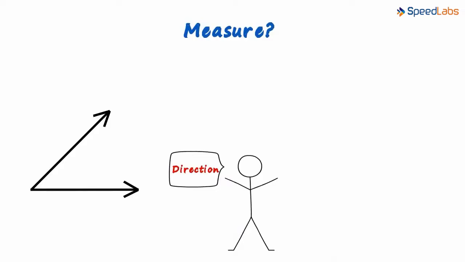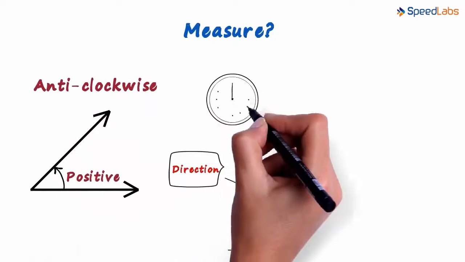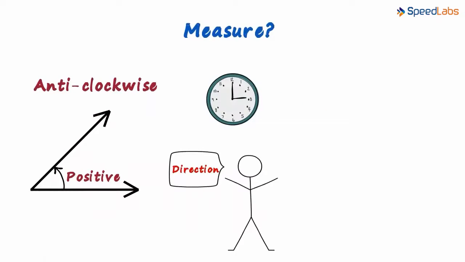If the angle is measured this way, then the angle is said to be positive. This is the anti-clockwise measure of the angle. It's called anti-clockwise since the angle is measured in this direction, which is opposite to the direction of the hand movements of the clock. But can it be measured in another way?